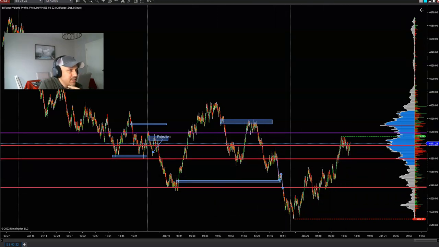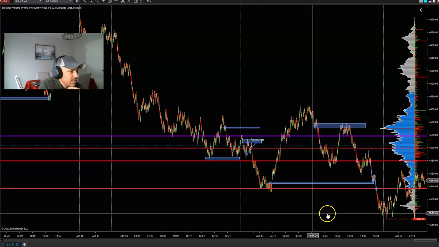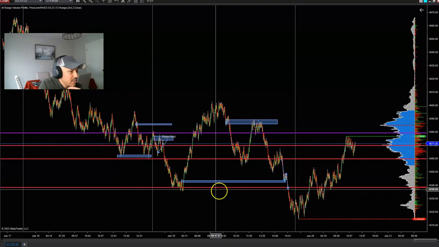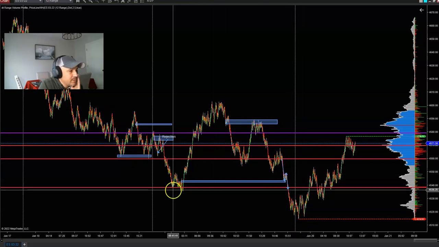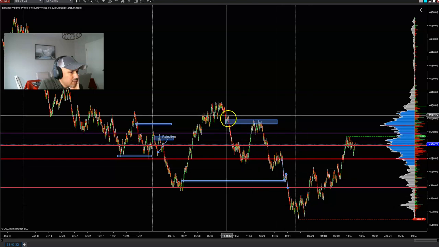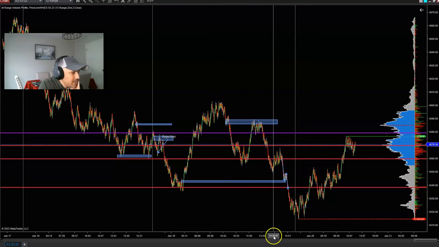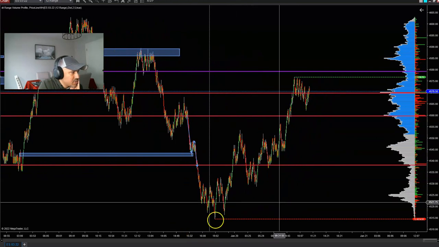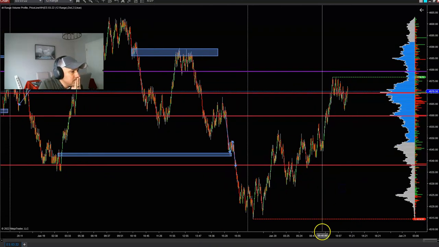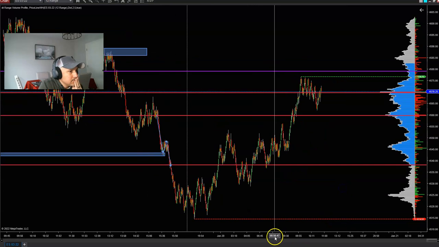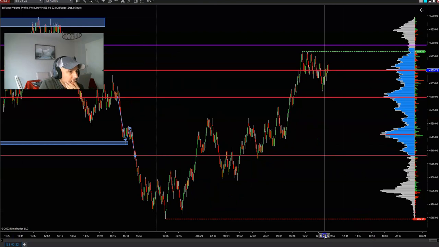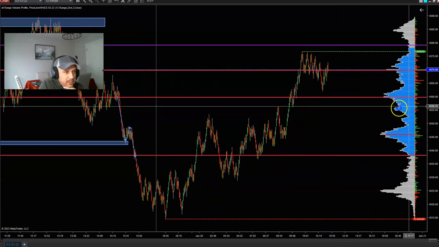Overall direction to me is still to the downside. If we're looking at the 12 range with the swings, price is making lower lows and lower highs. It made a big swing here to the downside, low here, high, low here. It hasn't broken yesterday's session high yet, and there's still opportunity to go short. It's currently 10:30 right now.